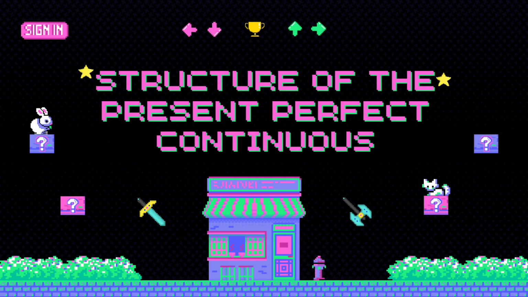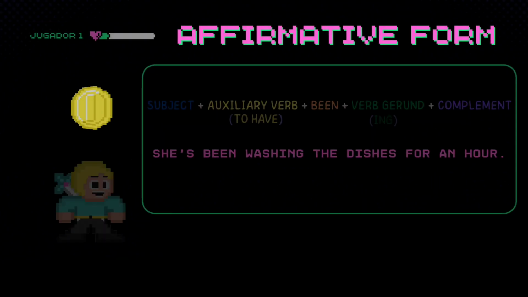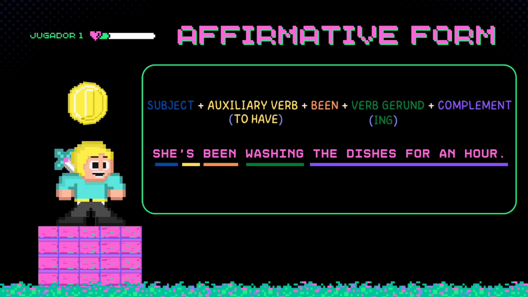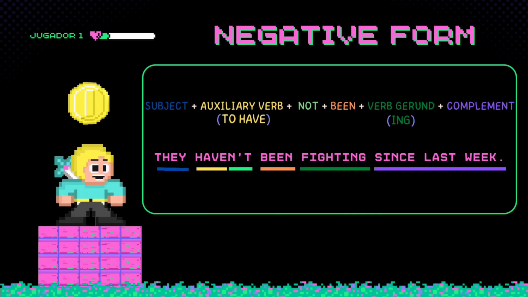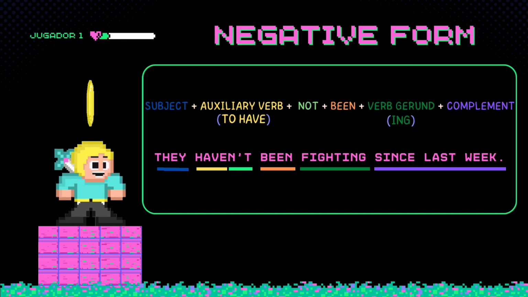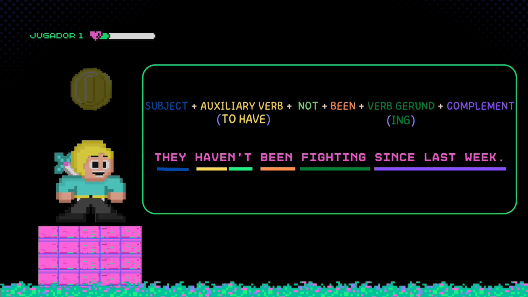Structure of the present perfect continuous. In the affirmative form, the structure is subject, auxiliary verb to have, been, verb in ing gerund, and complement. Example: she's been washing the dishes for an hour. In the negative form, the structure is subject, auxiliary verb to have, denial word, been, verb in ing gerund, and complement. Example: they haven't been fighting since last week.